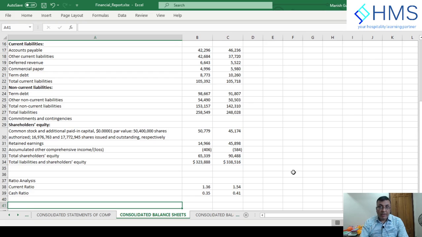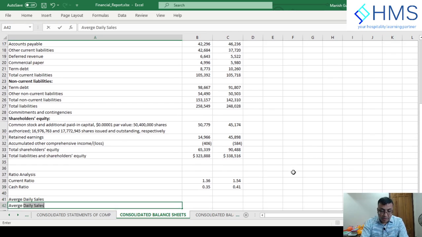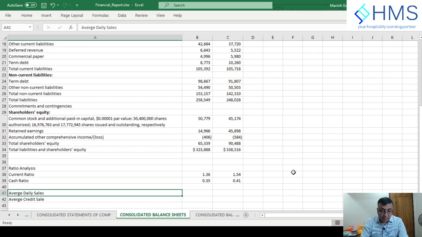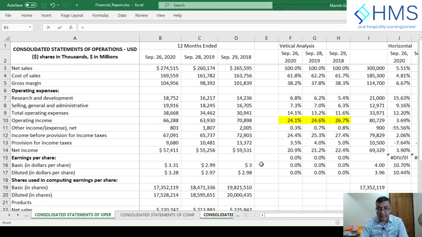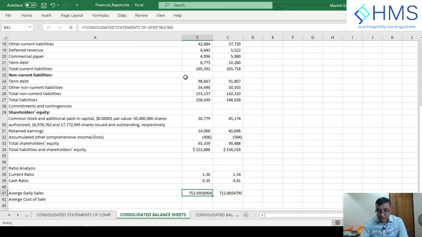Then normally we calculate the turnover ratios. So we calculate the average daily sales, average credit sale, and average cost of sale, to calculate the inventory turnover and working capital turnover ratio. So the net sale is divided by 365, and the next year is this one, and the average cost of sale is this. So this is the information.